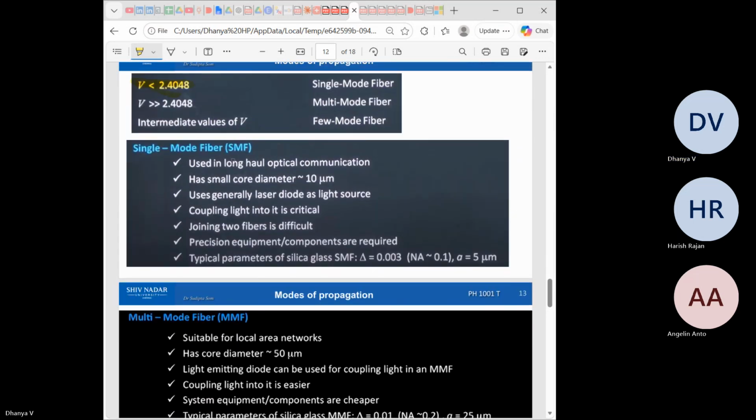Single mode fiber is used in long haul communication; these are the characteristics of where, when and how it is used. It generally uses a laser diode as light source and has a small core diameter. Coupling, joining two fibers, is difficult because it has a very small core. You don't have enough space to join fibers, so it becomes very tricky. Precision equipment or components are required.